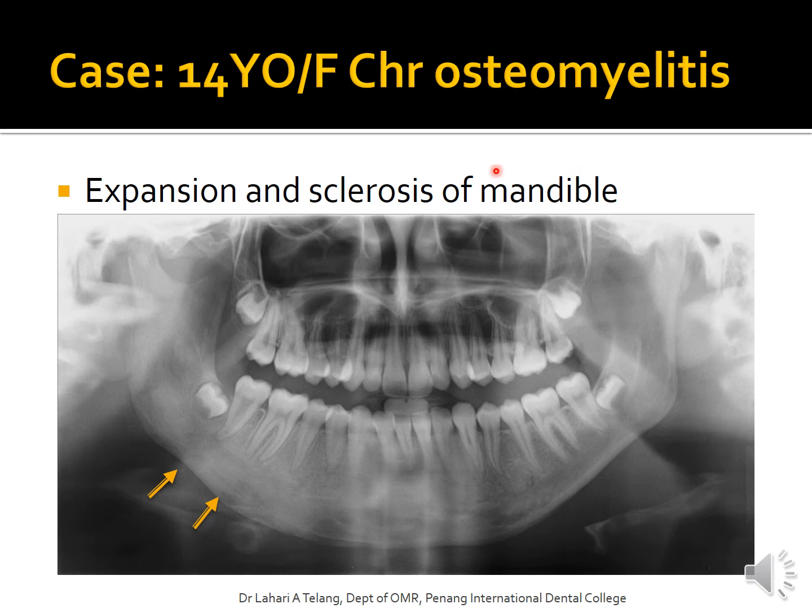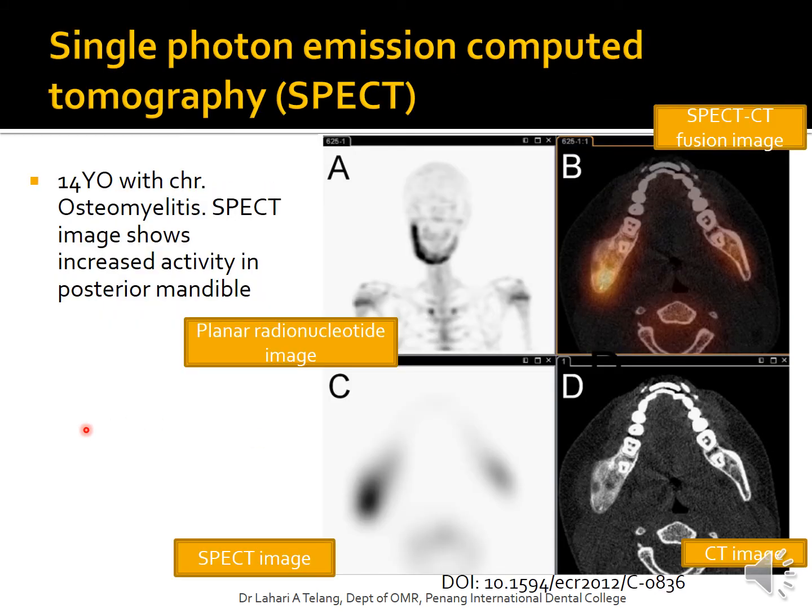This is a case, for example, of a 14-year-old female patient with chronic osteomyelitis. On the panoramic radiograph, we are able to visualize expansion and sclerosis of the mandible on this side. Just compare this area to the other side, which appears normal. So there is an osteomyelitic region here, which is not very obvious on this panoramic radiograph, and that's the reason why this patient was subjected to a SPECT, which is a single photon emission computed tomography.